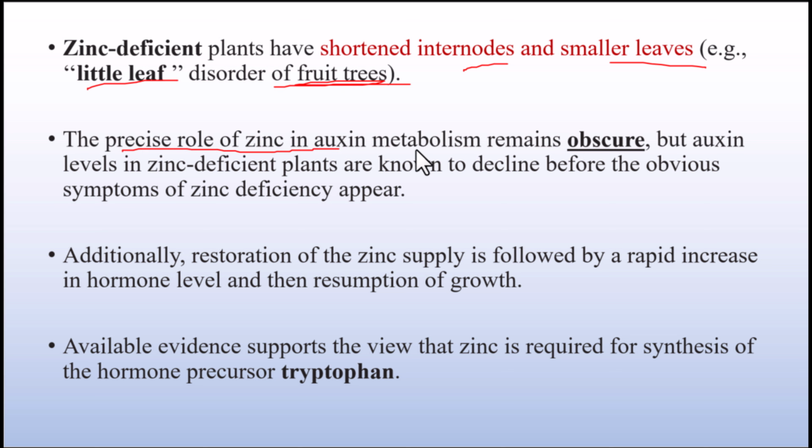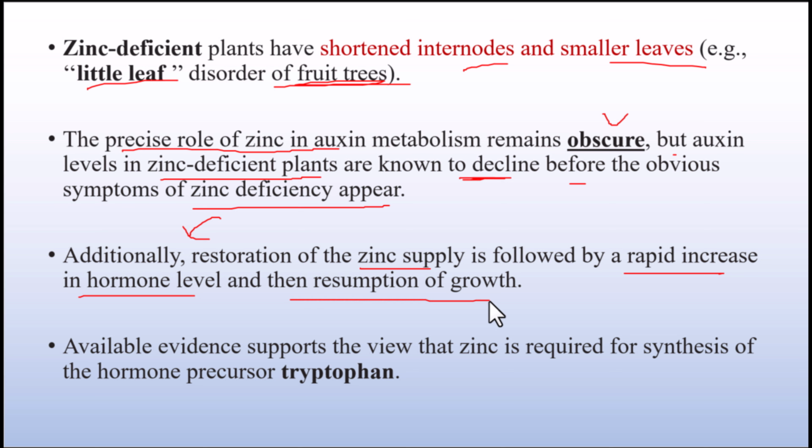The precise role of zinc in auxin metabolism remains obscure, meaning it is not clearly known, but the level of auxin in the zinc deficient plant declines before the obvious symptoms of zinc deficiency appear. Additionally, if we give the plant enough zinc supply, then there is a rapid increase in the hormone level and plant growth is resumed. Also, much evidence supports that zinc is required for the synthesis of the precursor of auxin, tryptophan. According to some studies, zinc is required for the formation of this tryptophan.